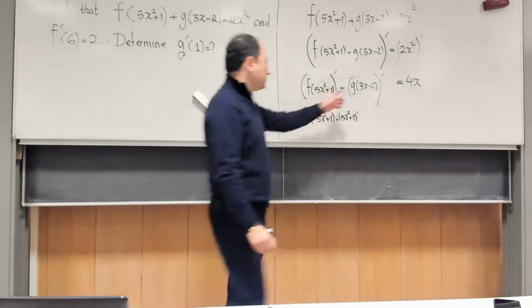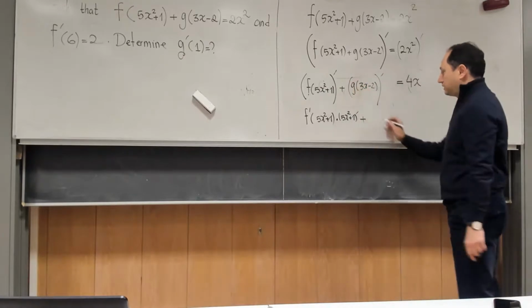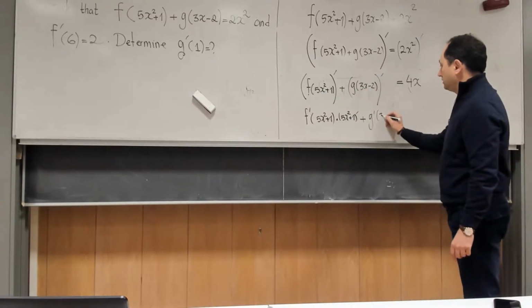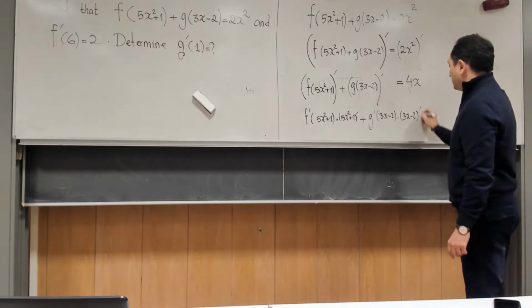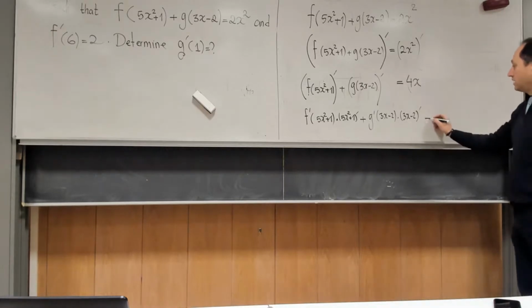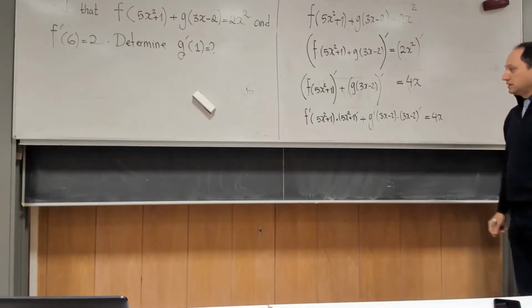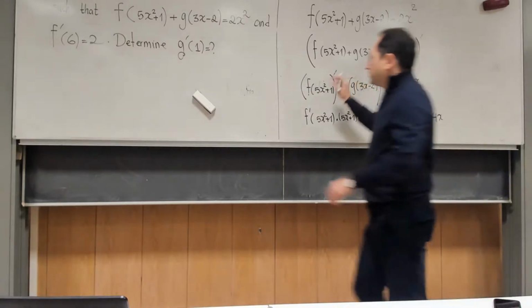Yes? And then continue. Can I flip the prime from here to here? Yes, but the price that I have to pay is what? Multiply it by the derivative of 3x minus 2. Okay? And on the right-hand side, I will have 4x. This is the correct form. Do you get it? Yeah. So it's very important to put the prime up there.